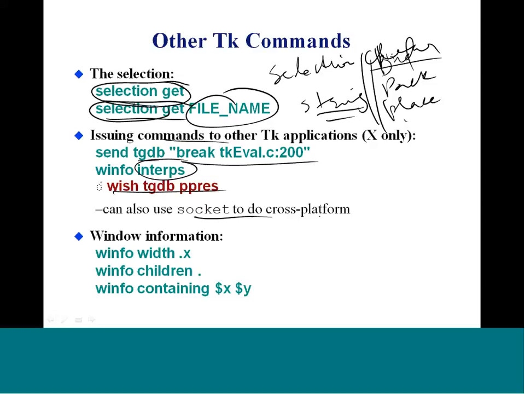And also we can get information regarding the window; the window information command is winfo. If you say winfo width of this particular window, it returns the width of the window, and then what the children are, so what are the associated windows defined as part of the .x, or here it is the top level, so you see all of them. And you can also ask specific requests, such as what window is at this particular location.